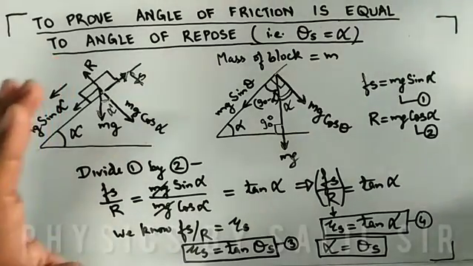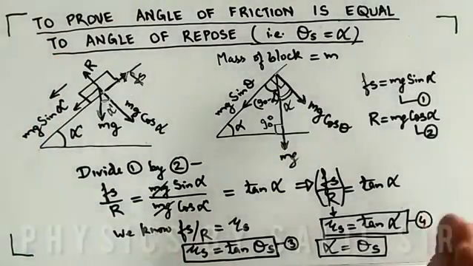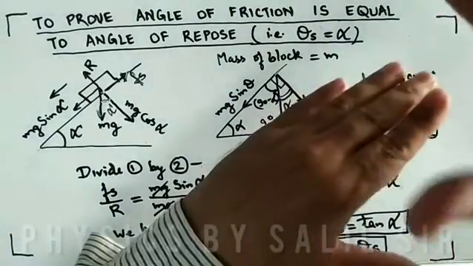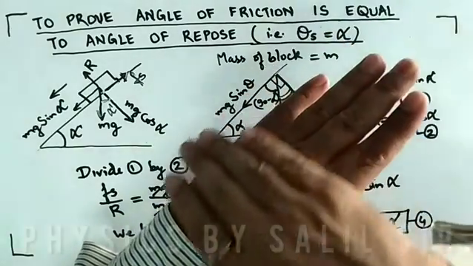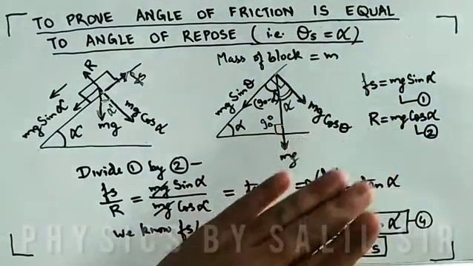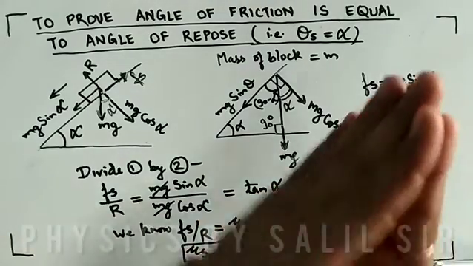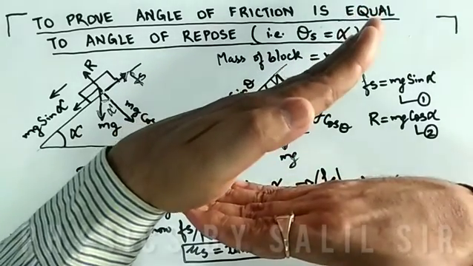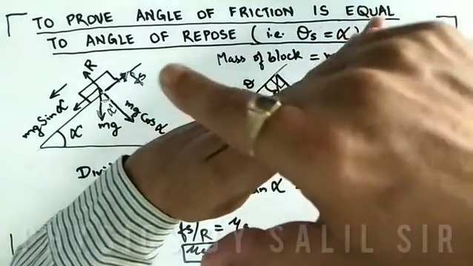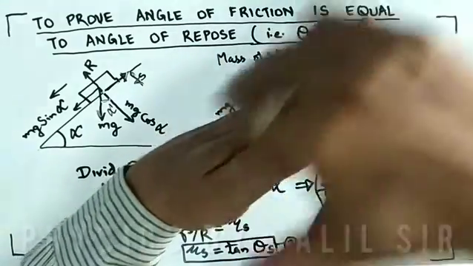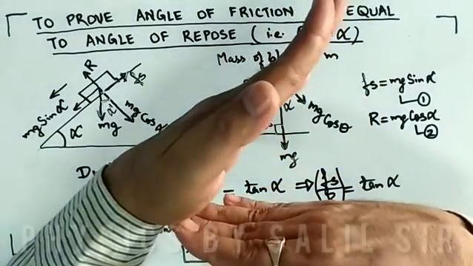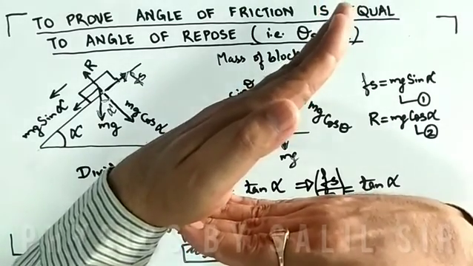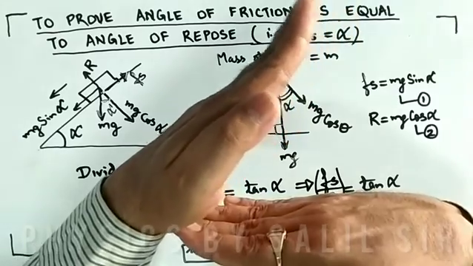Angle of repose is that angle at which the block which is kept on the inclined plane just starts sliding down on the inclined plane. Suppose there is an angle theta of inclination, and there is a block kept on this inclined surface, and the block is not moving.